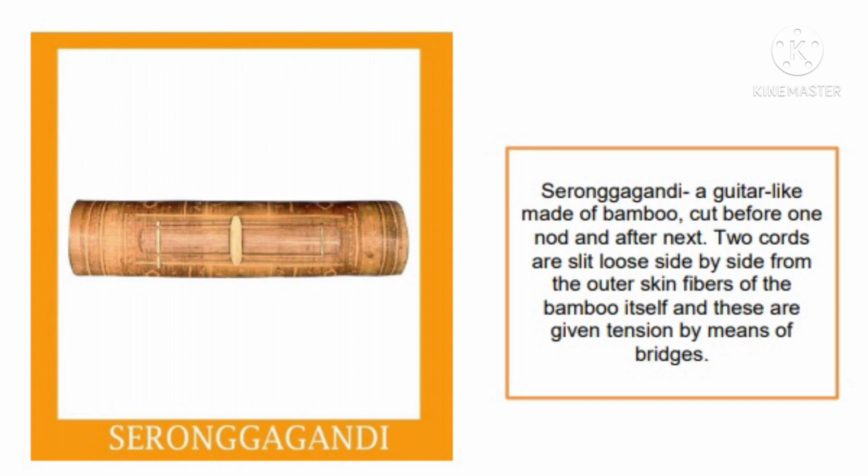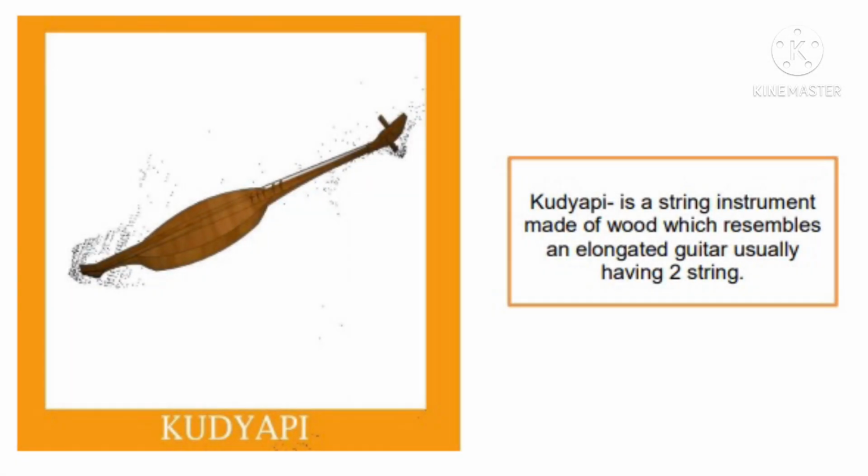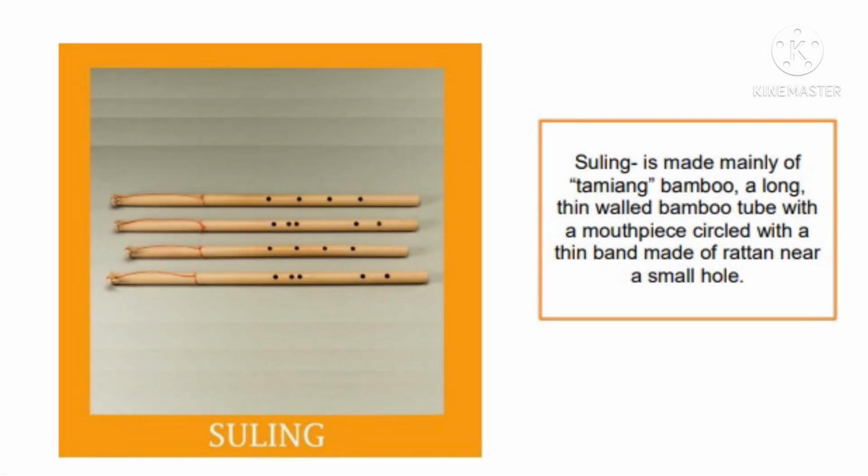Two cords are slit loose side by side from the outer skin fibers of the bamboo itself, and these are given tensions by means of bridges. Kudyapi is a stringed instrument made of wood which resembles an elongated guitar, usually having two strings. Next is the suling. Suling is made mainly of tamyang bamboo, a long, thin, walled bamboo tube with a mouthpiece circled with a thin band made of rattan near a small hole.